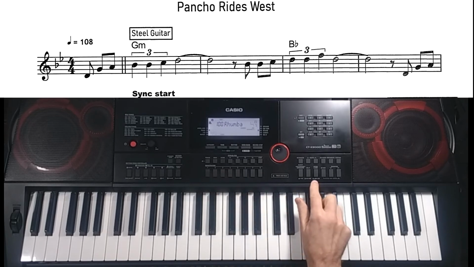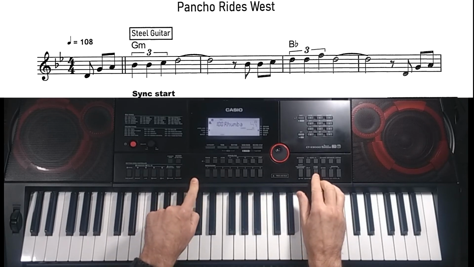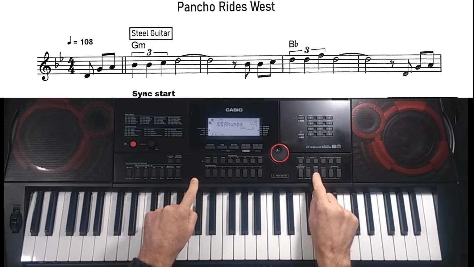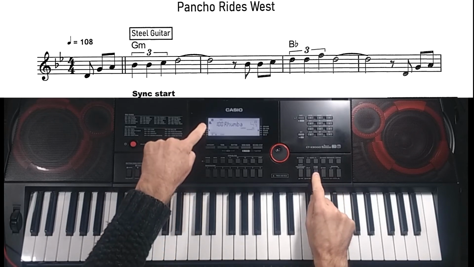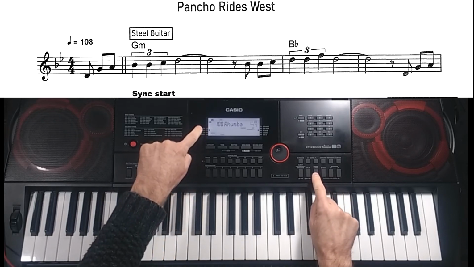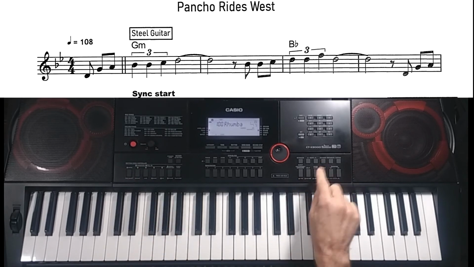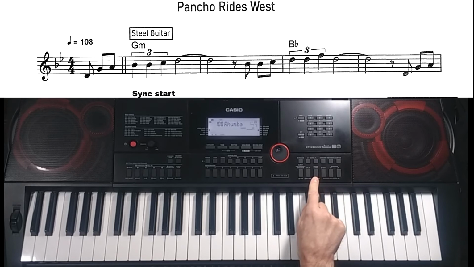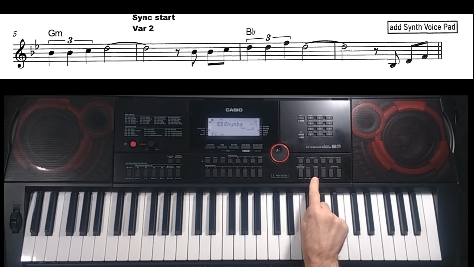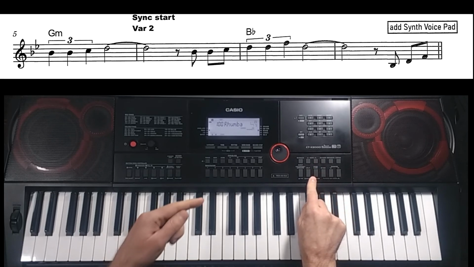At the beginning of the piece of music, I don't want to have the voice pad playing. So I need to get rid of the upper layer 2. So now we've just got upper layer 1. But I need to add that at the end of the second line. It says add synth voice pad. So I'm going to press that during the course of playing the piece to give me the voice pad and the guitar layered together.